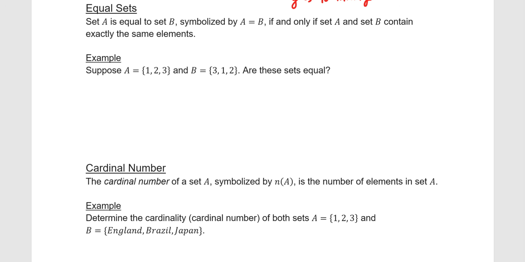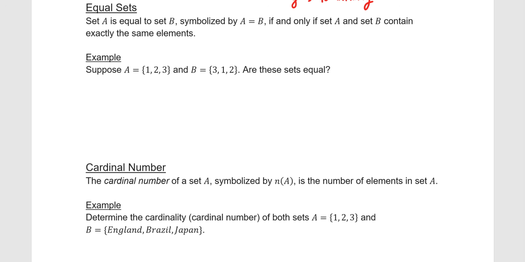Okay, next thing we have equal sets. So 2 sets are considered equal, which we just use the equal sign for, if and only if they contain exactly the same elements. So 2 sets are equal if they contain the same elements. So for example here, if we have the set A, which has the elements 1, 2, and 3, set B has the elements 3, 1, and 2, we want to know if these sets are equal or not. And we take a look at them. They both have the same elements, 1, 2, and 3. We have to remember that order does not matter. So since order does not matter, that means A equals B.